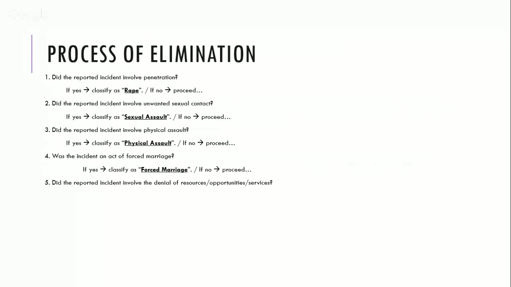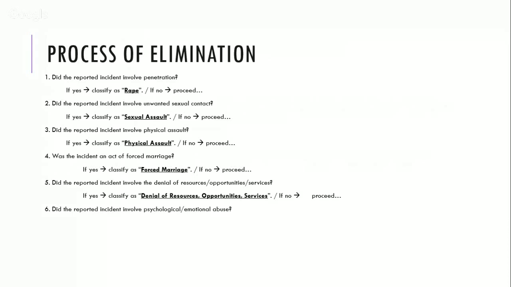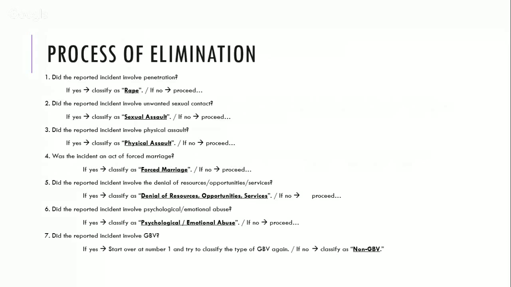Did the reported incident involve the denial of resources, opportunities, or services? If you answer yes, you stop and classify the incident as denial of resources, opportunities, or services. If not, you proceed on to the next question. Did the incident involve psychological or emotional abuse? If you answer yes, then you stop and classify the incident as psychological or emotional abuse. If not, then you proceed on to the next question, and you ask yourself, did the incident involve GBV? If yes, start over at the top again and try to classify the incident again. If not, then it's not considered an act of gender-based violence.